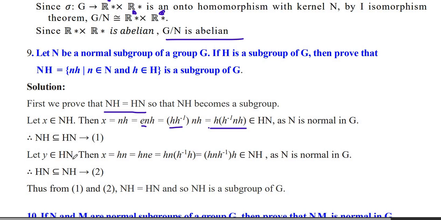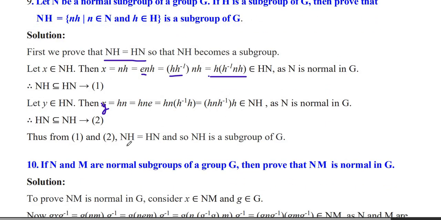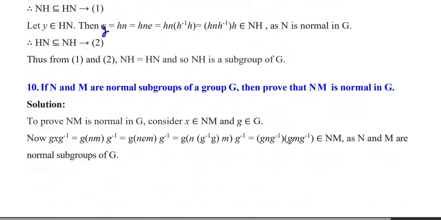And you consider y in HN. This y can be written as h n. Replace n by h inverse h n and then group like this, and because N is normal, it is in N, and this is obviously there in H, so you have your y to belong to NH. So y in HN implies y in NH, so HN must be contained in NH. Name that as equation 2. So from 1 and 2 we conclude that NH equals HN, and so NH is a subgroup of G.